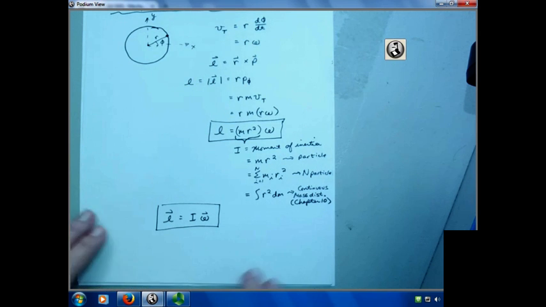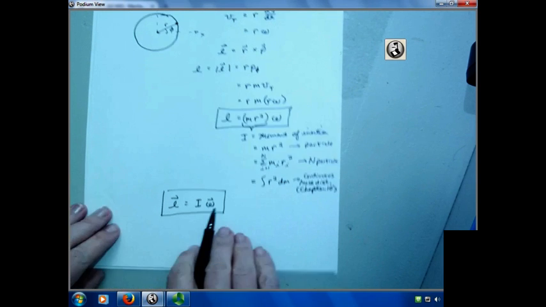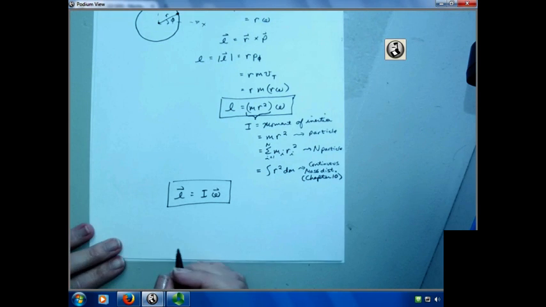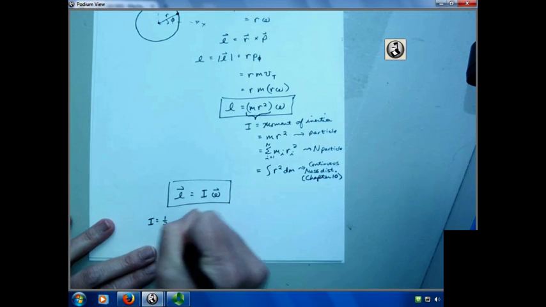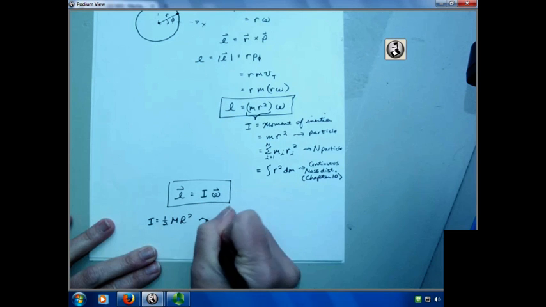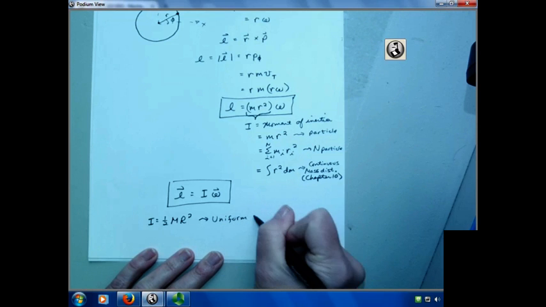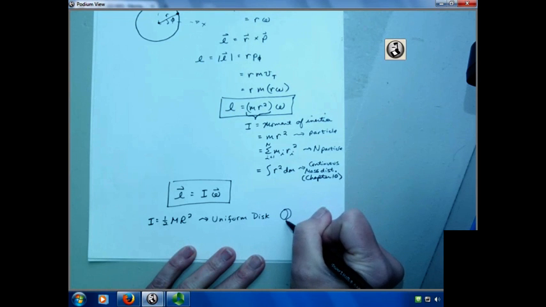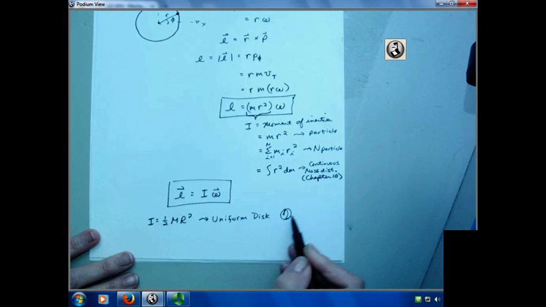Things to know. Since we're not going to be calculating these moments of inertia for our continuous mass distributions, now and then we're going to have continuous mass distributions. So I would like for you to know that I is equal to 1/2 mr squared for a uniform disk. What I mean is that you've got something like this, with radius capital R, total mass m, and this is the moment of inertia for rotation about its axis.